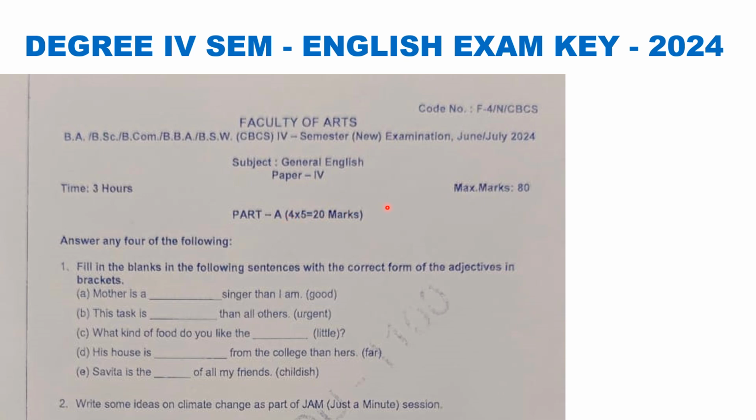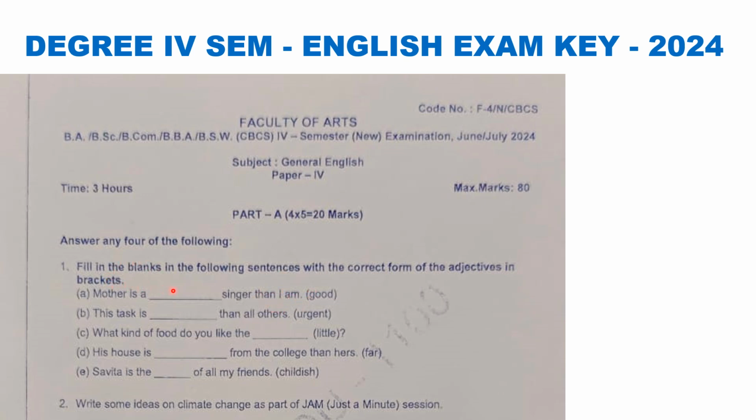Hello everyone. Today we are going to discuss the degree 4th SEM English exam answer key for the exam conducted in the month of June 2024. Okay, Part A: you have to answer 4 questions out of the given 8 questions, and each question carries 5 marks, as you all know.